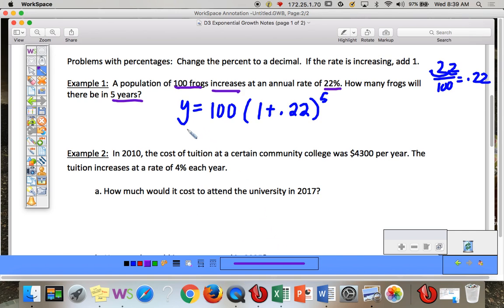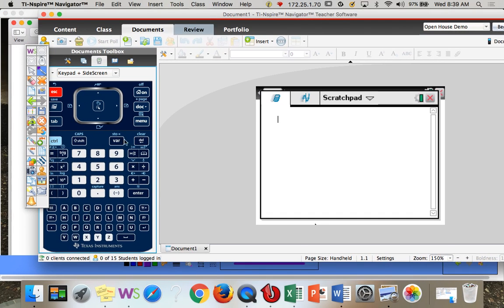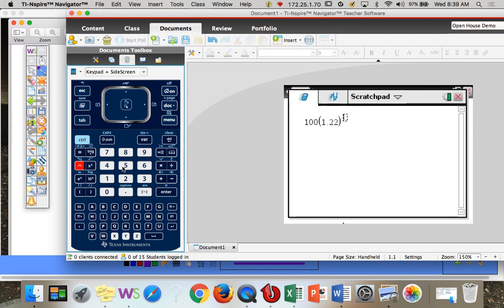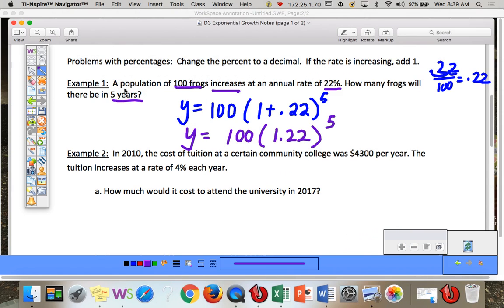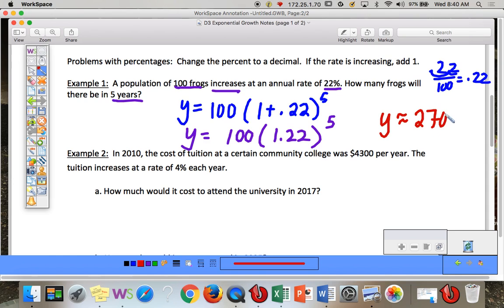All right, and then we type this in our calculator. If we want to add these together, the 1 plus the 0.22, it's 100 times 1.22 to the 5th power. Here's how you type it in. 100 parentheses 1.22 to the power of, and the power of is this caret key. It looks like the roof of a house, 5, and you can put that inside the parentheses or outside. I usually put it outside. And so there will be about 270 frogs according to this model. So y equals about 270 frogs in 5 years.